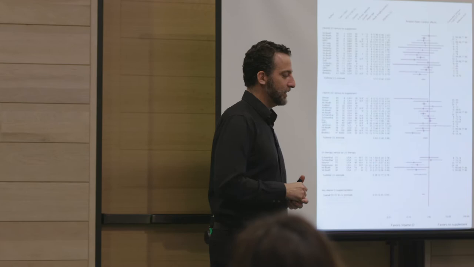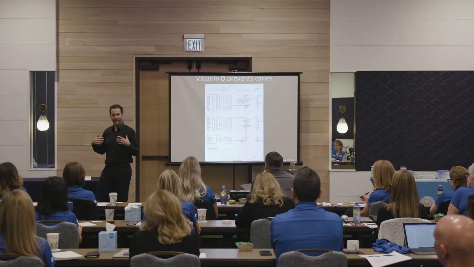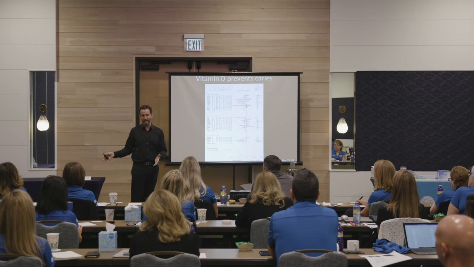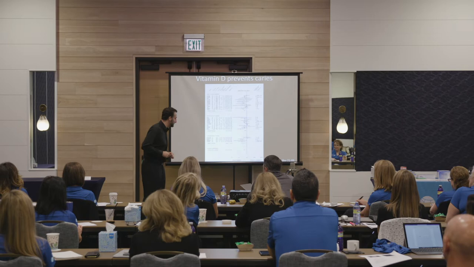And in this last group here, it was known that UV exposure to the skin would promote vitamin D production in your own body. And so they put people in what's now called a tanning bed and prevented cavities. So when you go do your tanning, you get a 36% decrease in cavities.